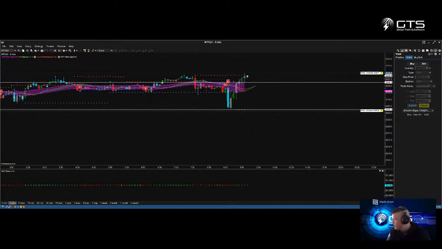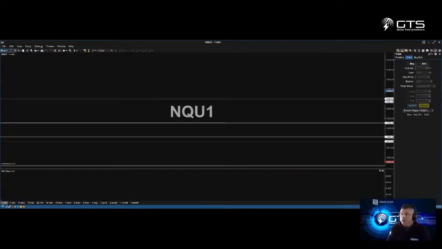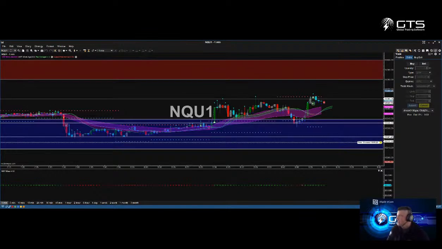So that NQ, and I'll show you what I'm talking about here. That NQU1. Yeah, see, it hit it, but it didn't go anywhere. You know what I mean? Maybe we're just going to trade the range all day. I mean, that's still 25 points. If you trade ranges, there you go.